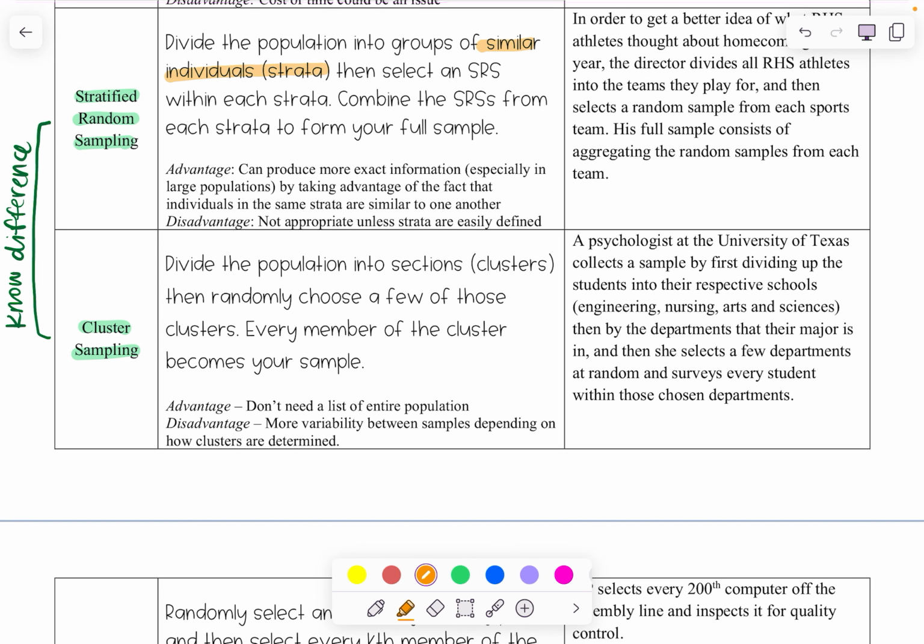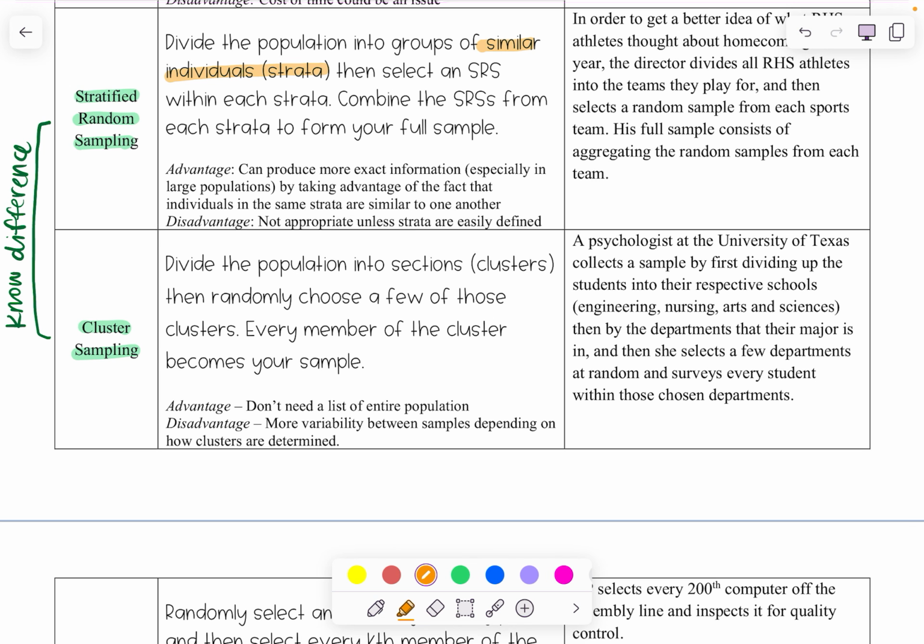So if I think the lunch period you have has an effect on what you think of the cafeteria food, like I think A lunch people probably like it more because it's fresher, versus C lunch where it's busier, the food's kind of been sitting out a little bit. So what I can do is divide you into groups: students who have A lunch, students who have B lunch, and students who have C lunch. And what I can do with a stratified random sample is take a couple of people from each group. So this is just taking a few of those people, combining them together, making your big sample.